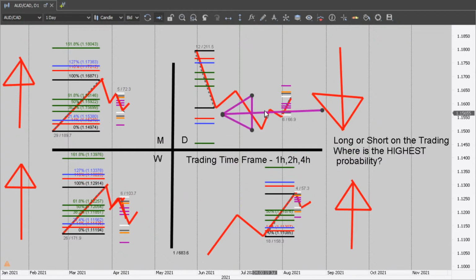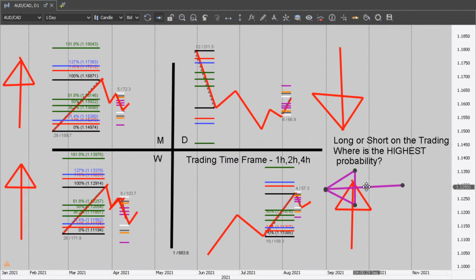So this is the example, right? And then you have AUDCAT with a different example. This is the monthly chart and the original Fibonacci has an up direction, weekly chart, up direction, uptrend, daily downtrend, and the 2-hour, 4-hour, the trading time frame has an uptrend, up Fibonacci. And this is the trading time frame. How are you going to enter in here, long or short?